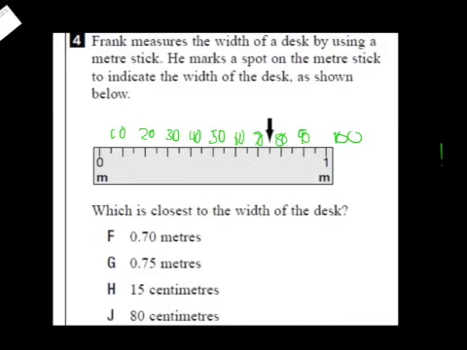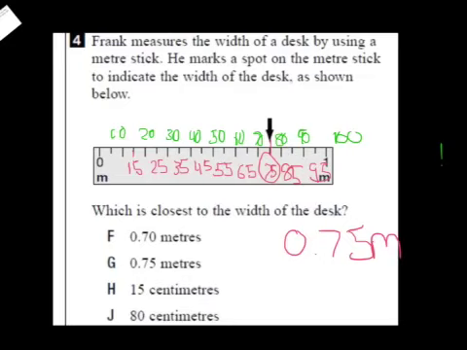So now what we have to do is, on this small one right here, we would write 15 because that's 5 higher than 10 but 5 lower than 20. And then we do the same for 25, 35, and so on and so forth. Now we need to look where the tick is, and it would be right here at 75, which, since it's not in a meter yet, would actually be 0.75 meters. So this G would be your answer.